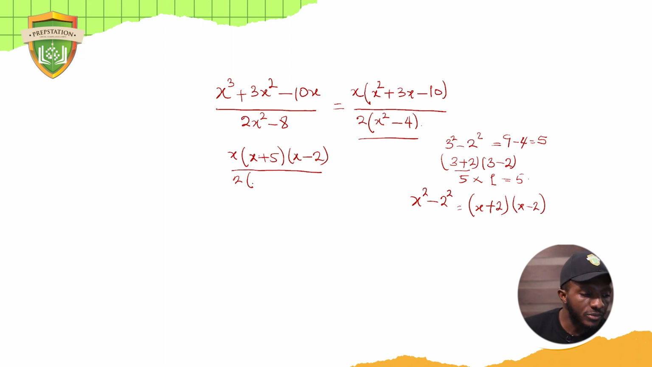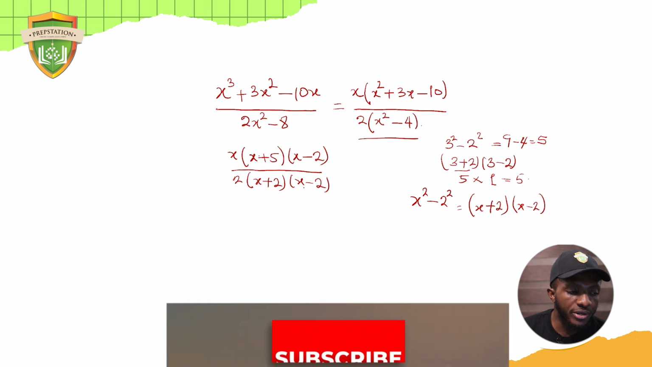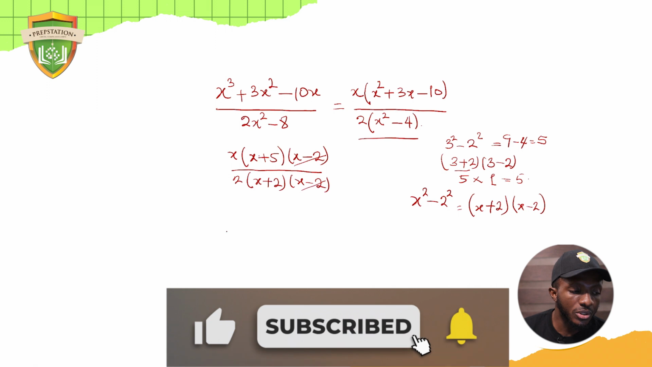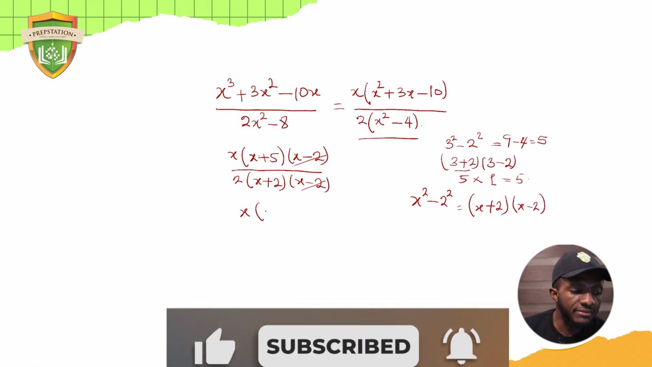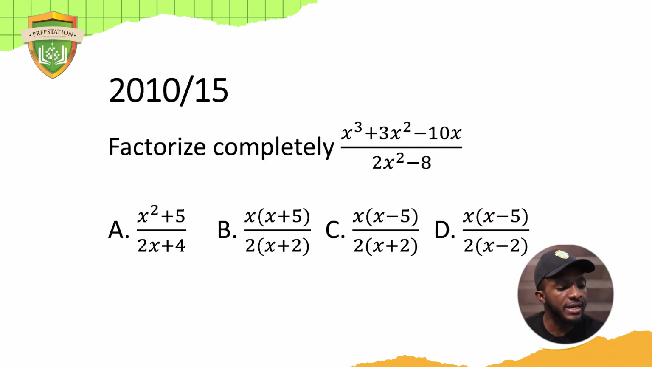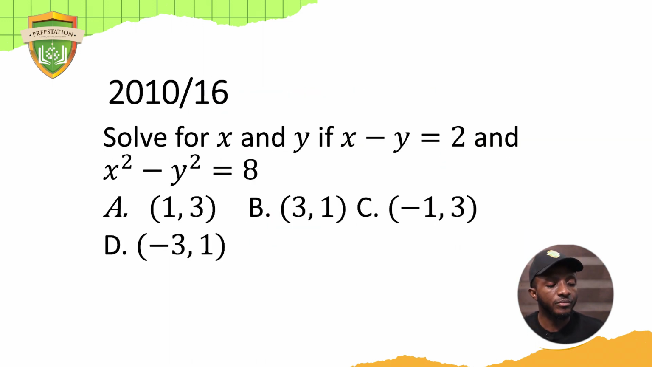So we can do that here. So this is x plus 2 and this is x minus 2. Now this is beginning to make sense. Why? Because if you look very closely, these two are the same, so we can cancel them out. If we do, we're going to have left x into the bracket x plus 5 over 2 into bracket x plus 2. Don't forget this. So the correct answer is option B.